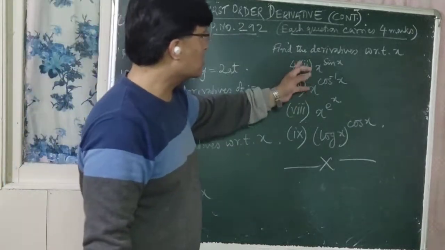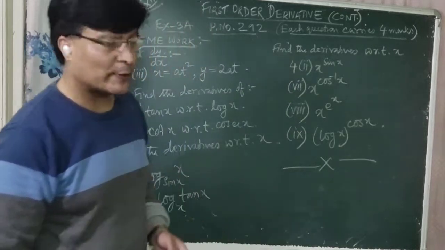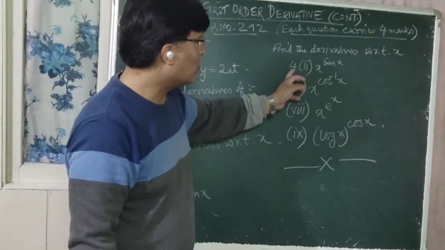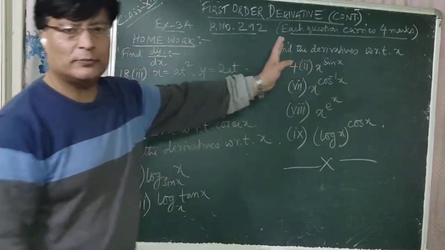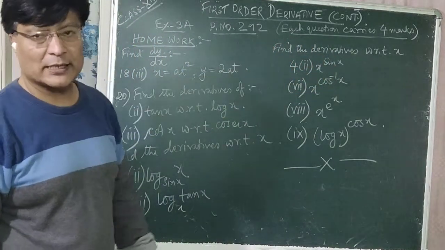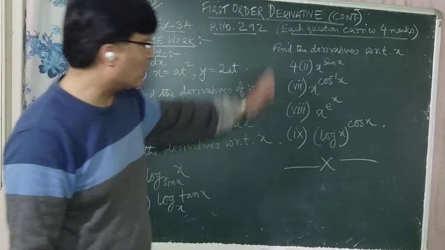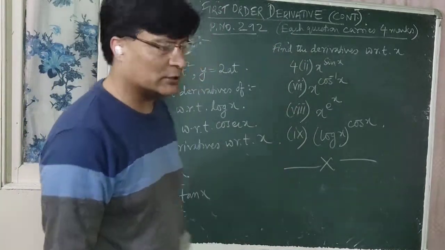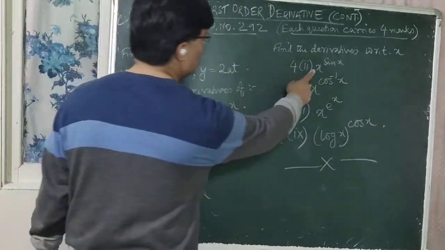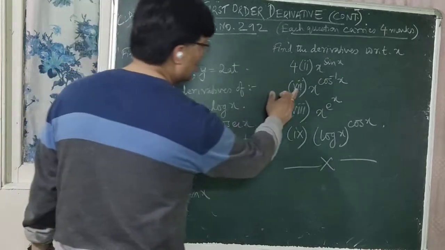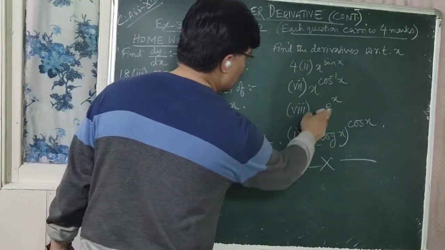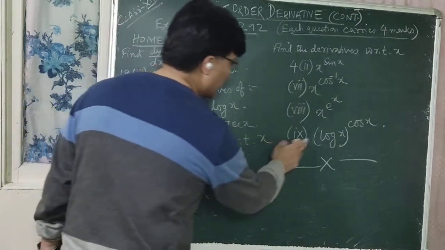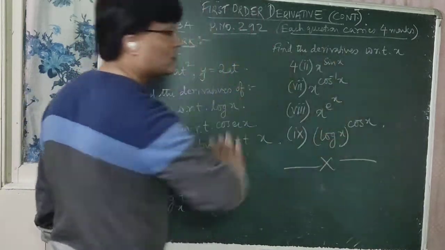And in this case also, this is number 4, find the derivatives with respect to x. For number 2 it is x to the power sin x. You first assume y is equal to x to the power sin x and then take log on both the sides. For all these problems, the same method is used. So number 2 is x to the power sin x, number 7 is x to the power cos inverse x, number 8 is x to the power e to the power x, and number 9 is log x whole to the power cos x.